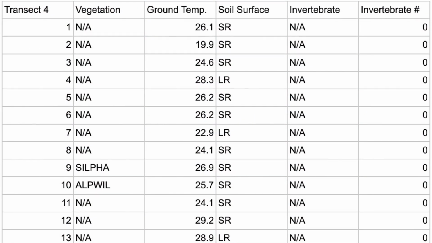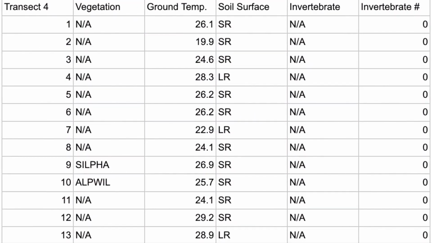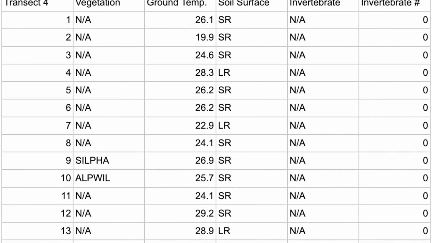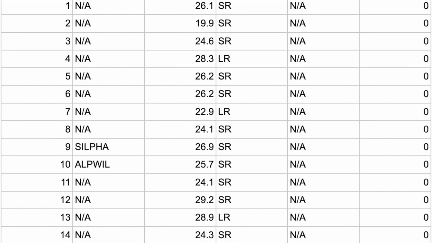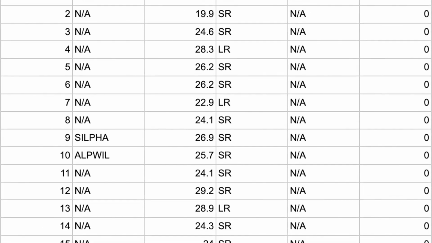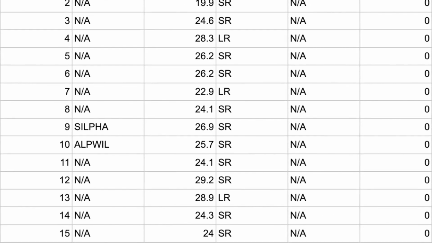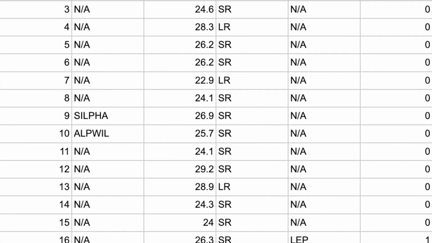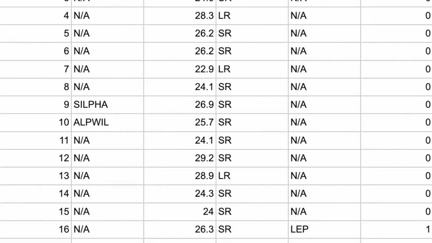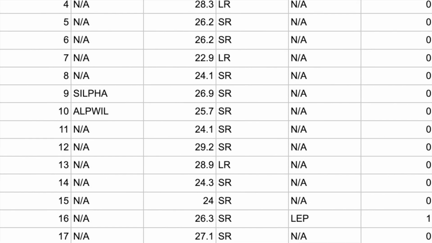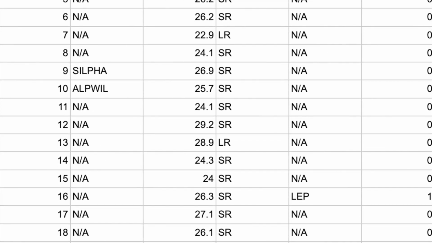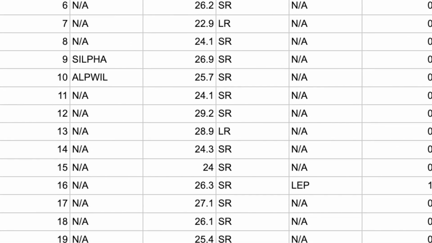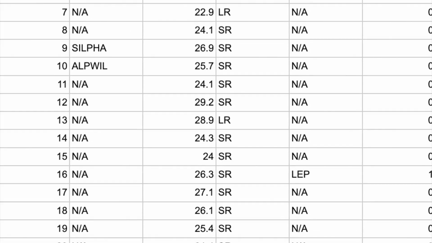So this chart shows how we displayed our data. We collected vegetation type, ground temperature, soil surface, invertebrate, and the amount of invertebrates we found. We did this for each transect, so this is an example from transect 4, which is the 25 meters away from the second snowfield at Pegan Pass. We were able to identify 2 vegetation types at the 9 meter mark and the 10 meter mark, which was silvery phacelia and alpine willow.